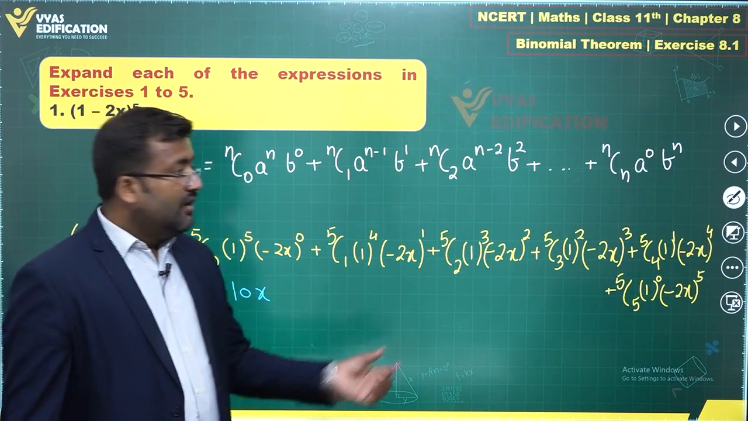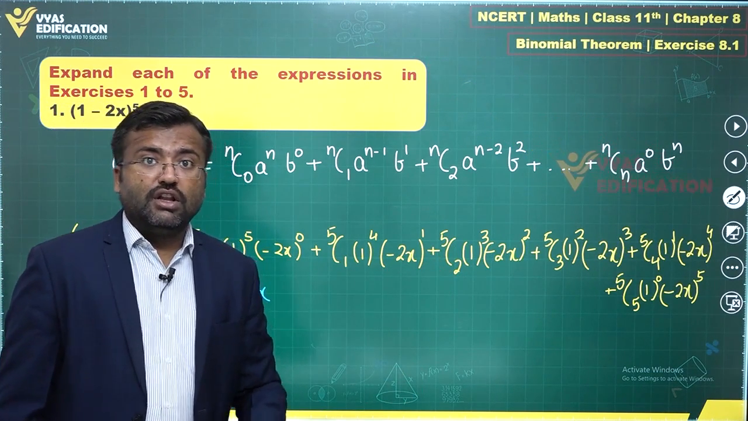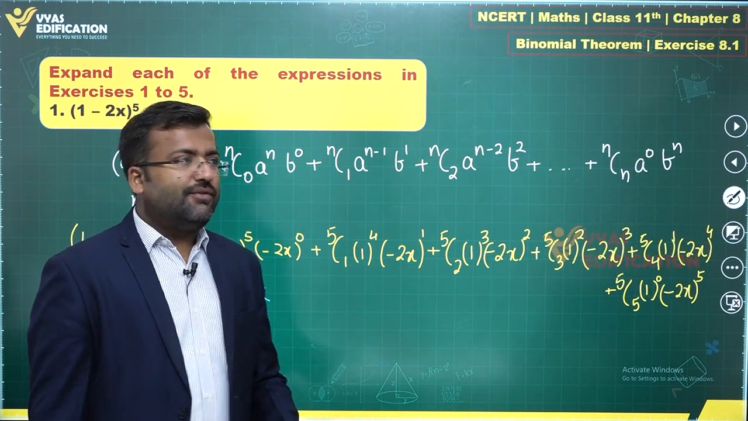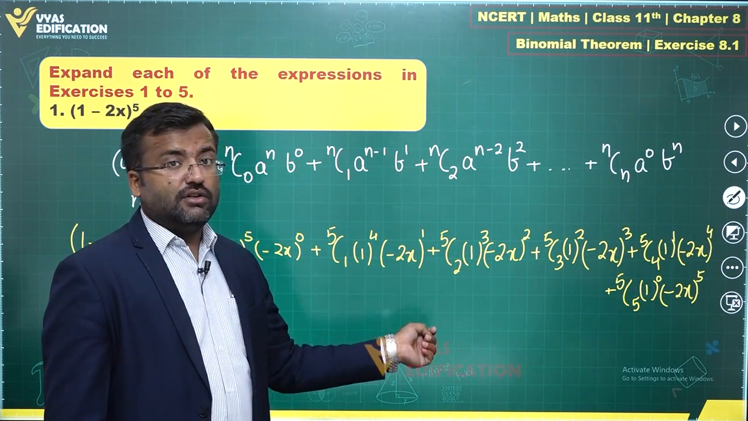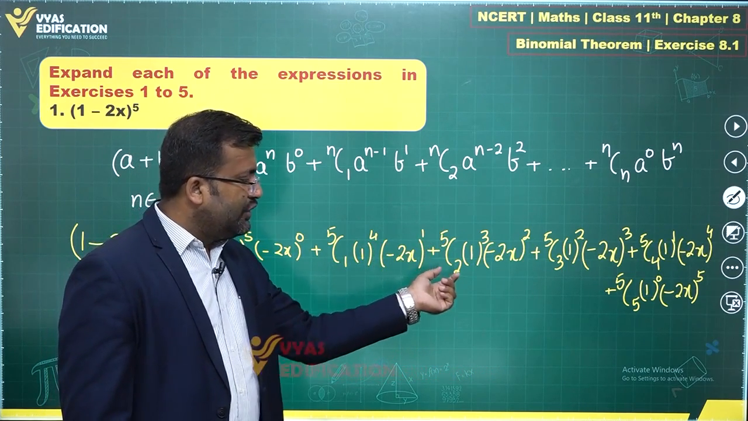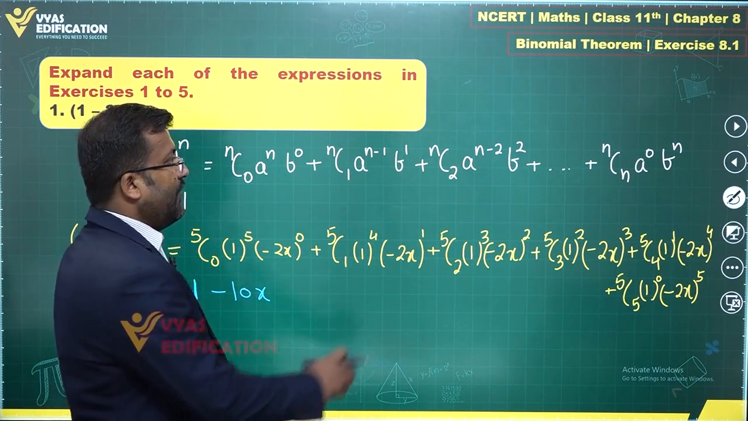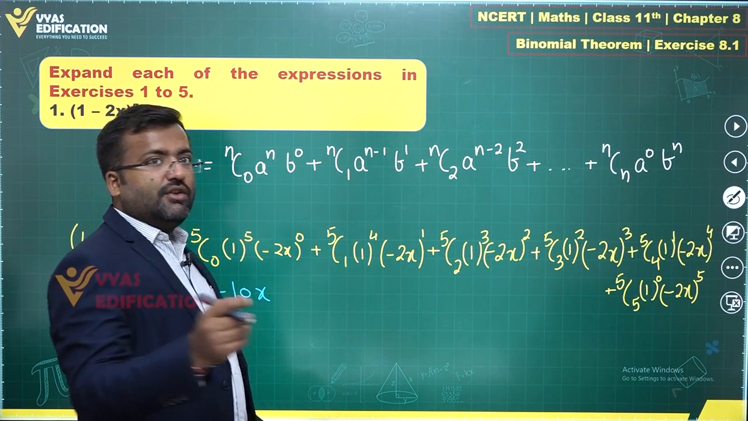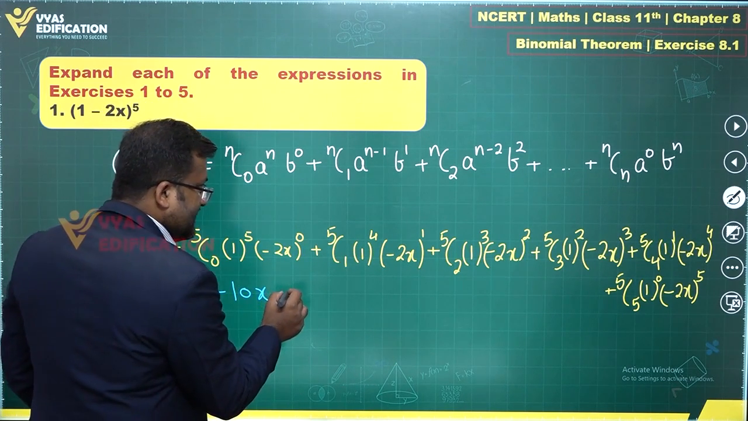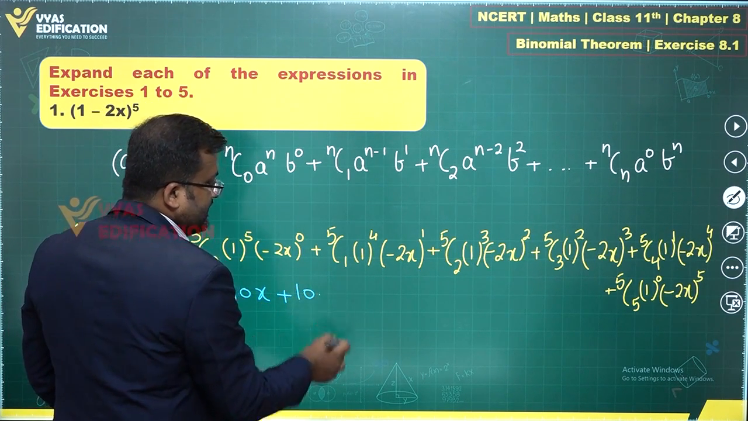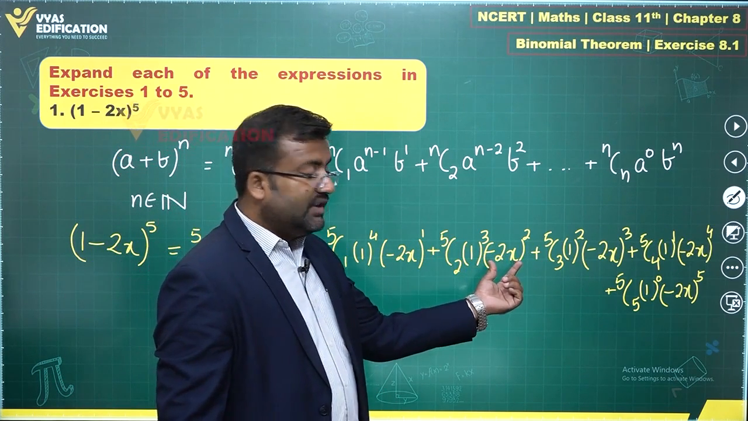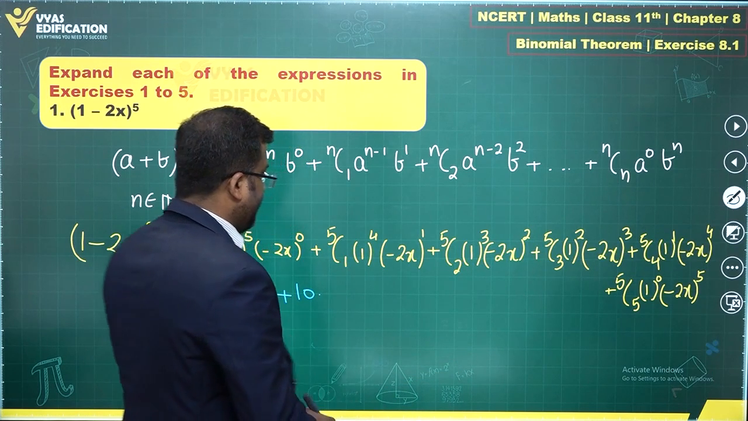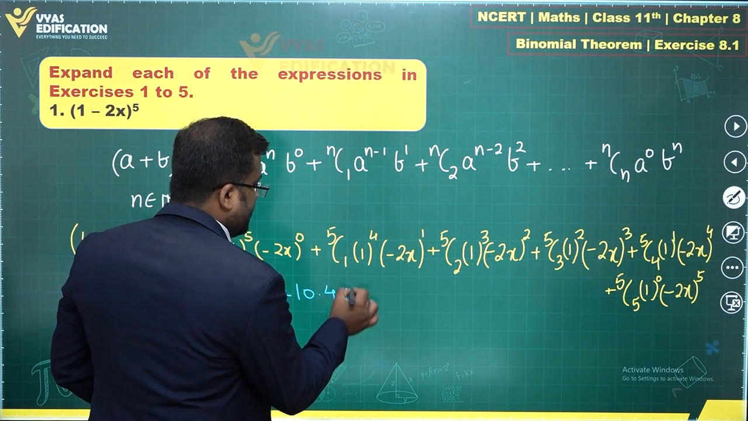What about this 5C2? You can find the value of 5C2 as 5 factorial by 2 factorial 3 factorial, or in other words 5 into 4 upon 2 into 1. That would be 20 by 2, which is 10. So this is plus 10 times 1 power 3, which is 1, times (minus 2x) power 2. This is 4x square. This becomes 4x square.